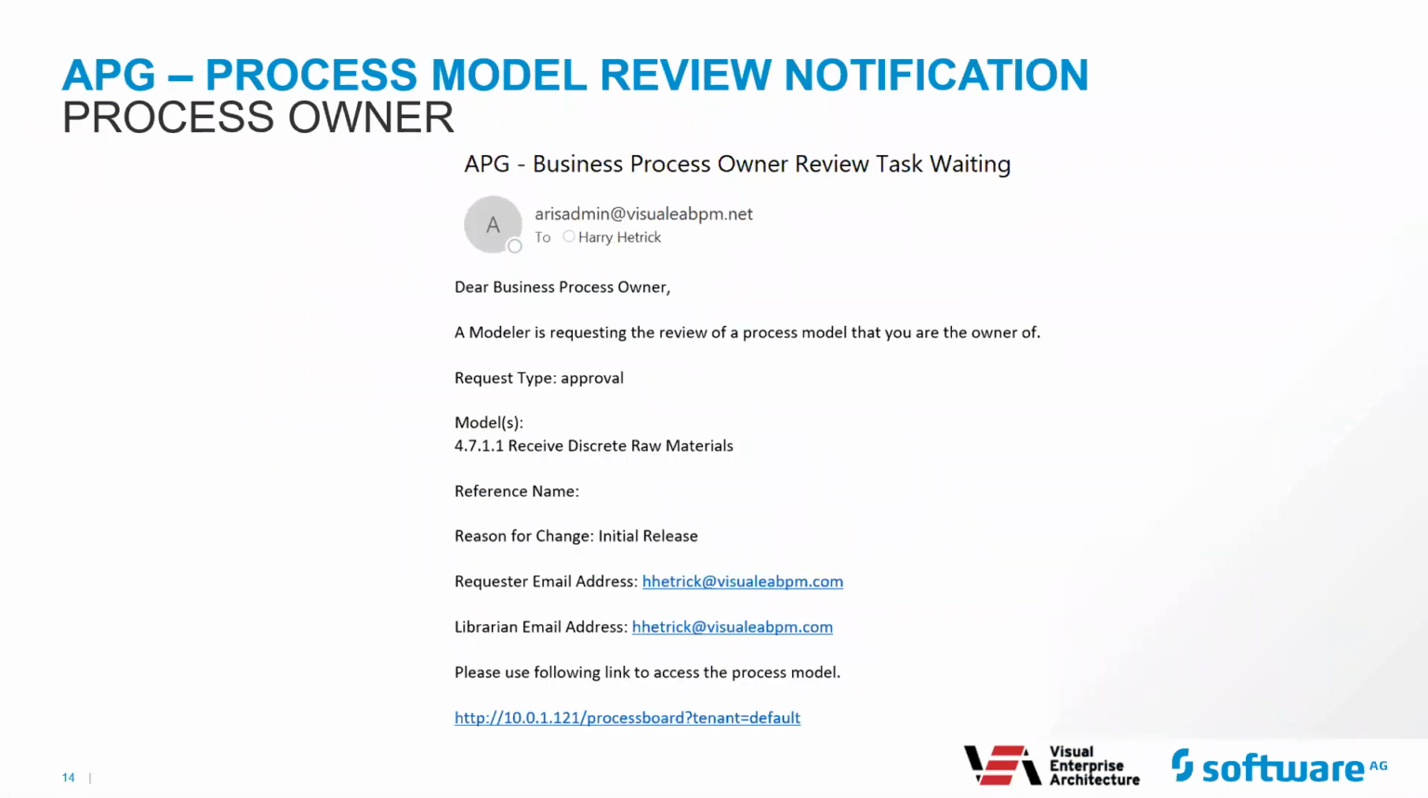Okay, so this would be the email that the business process owner would get. And these are fully configurable in terms of the content of what the message would be. A couple of additional pieces of information in here: now you see who the librarian was. That was added in here. And then the link to the process model is here.